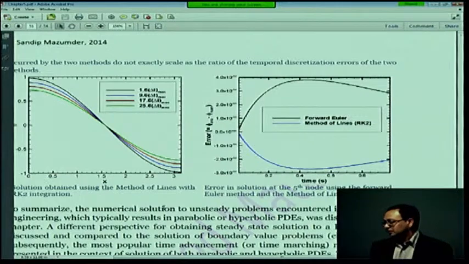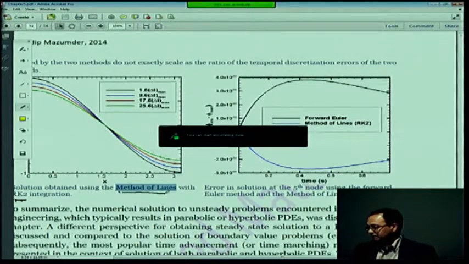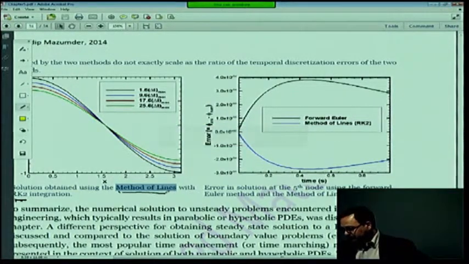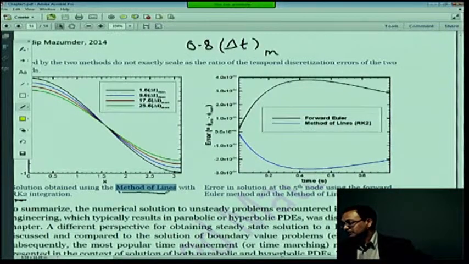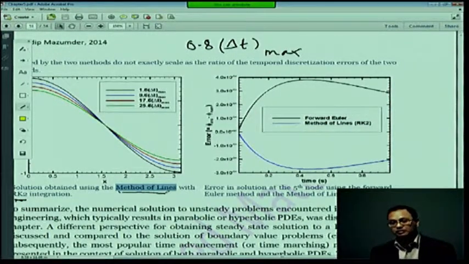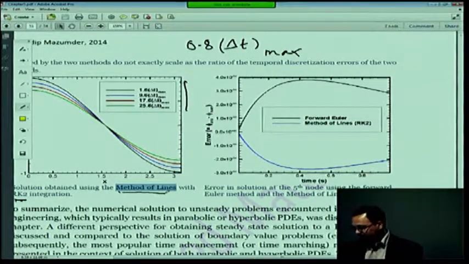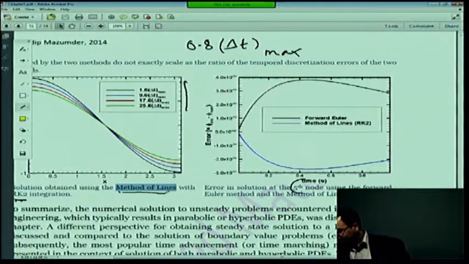So here is what happens. What I've used here is method of lines with RK2 integration. The time step I've used here is 0.8 delta t max, delta t max being the maximum allowable time step for the explicit method. You can see here the solution at different instances of time, and here is the actual informative plot. This is looking at error at the 5th node as a function of time.